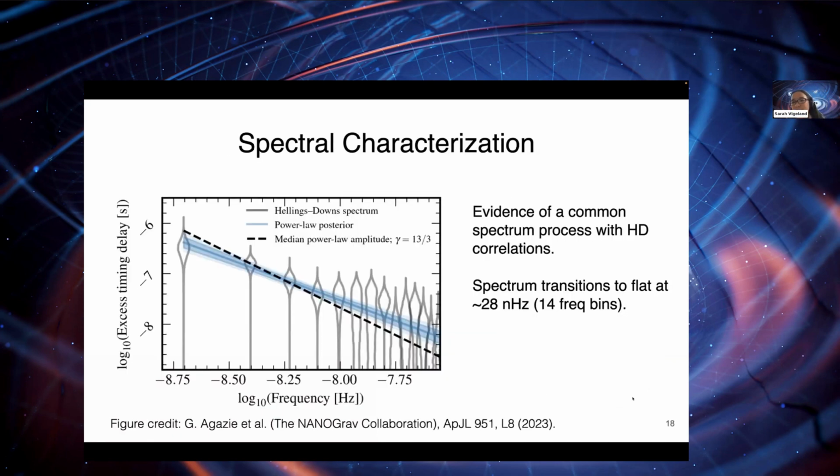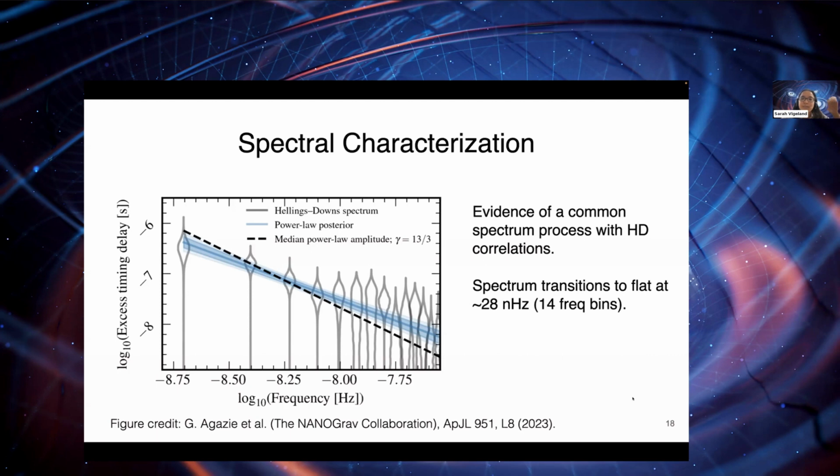Now let me talk about spectral characterization. Okay, so this plot on the left has a lot going on, so let me explain each of the pieces. The gray violins are showing the spectrum of a Hellings and Downs correlated red noise process, and it's modeled over 14 frequency bins, from 2 nanohertz up to 28 nanohertz.